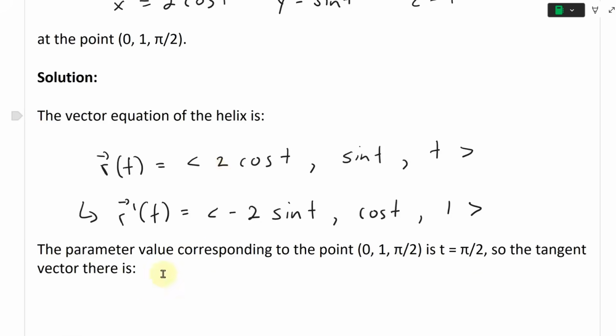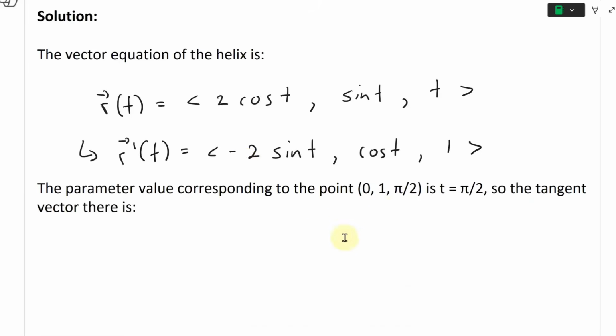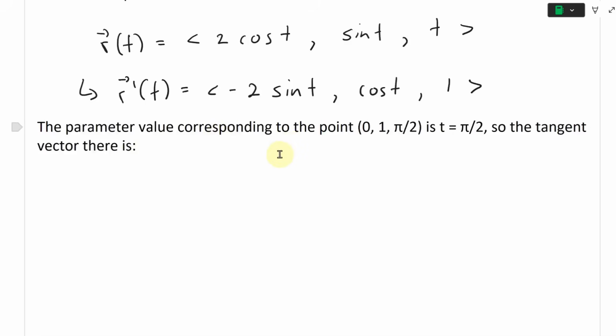All right, and now the parameter value corresponding to the point. We want to know what value of t gives that point (0, 1, pi over 2). This is just t equals pi over 2. So the tangent vector is, well, before that, the calculus book doesn't solve it right away, but I'll do it myself, just for completeness.